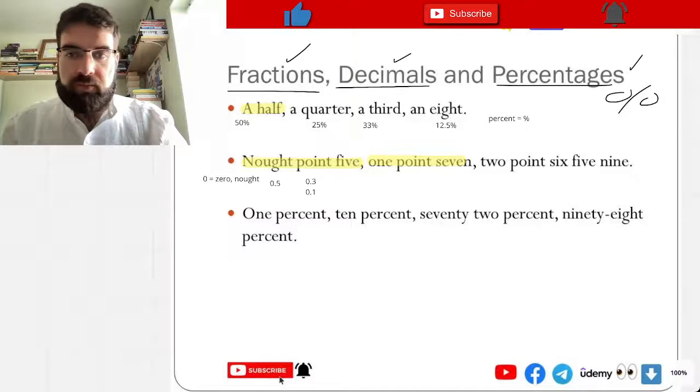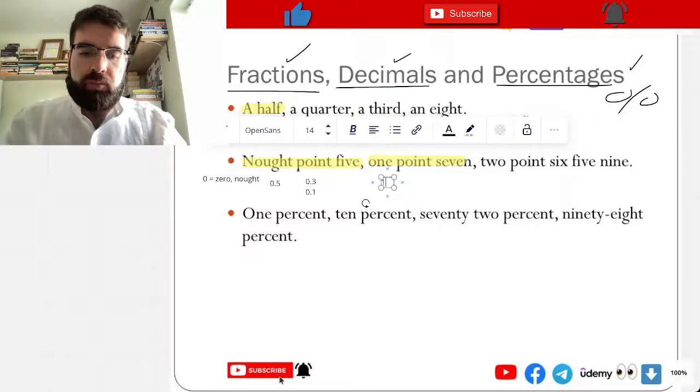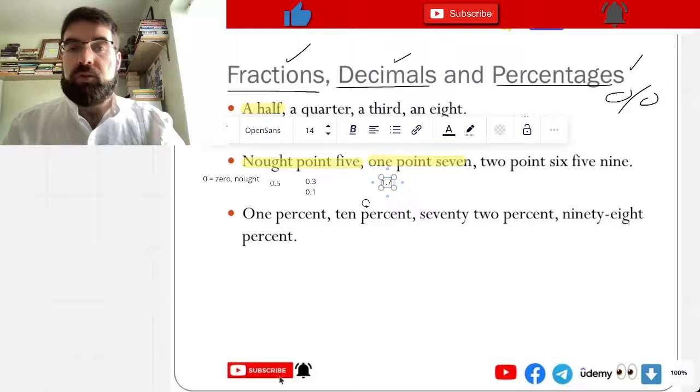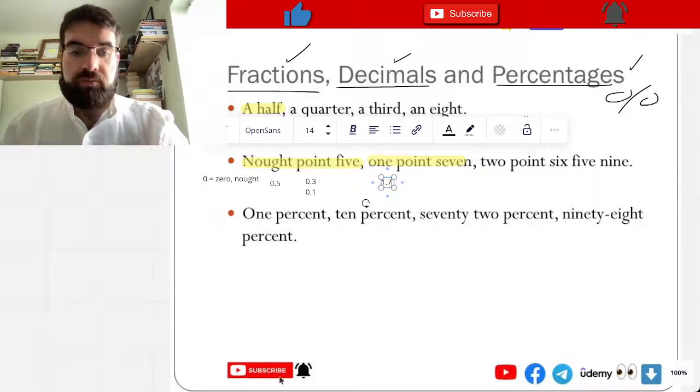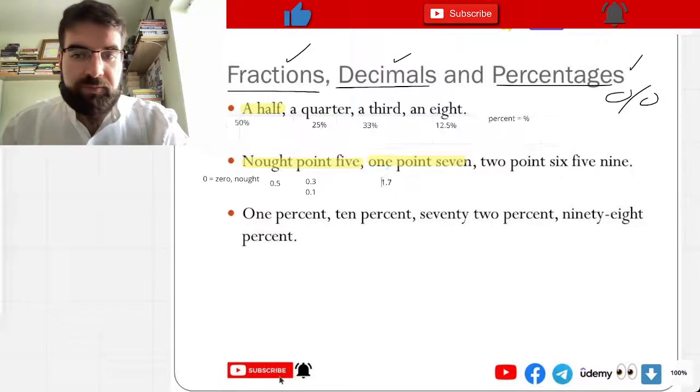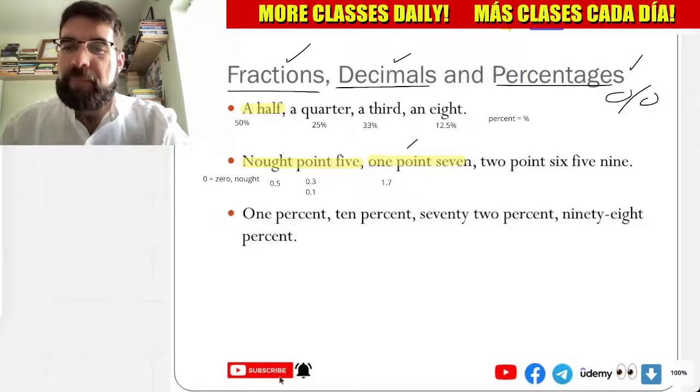1.7. So 1.7. Uno, punto, siete. Muy bien.